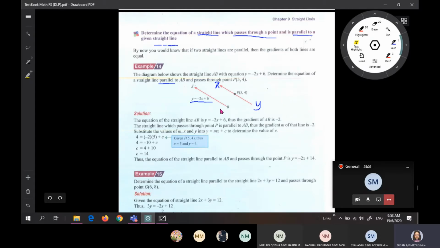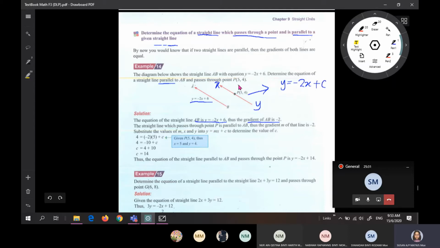So what is the gradient of line AB? Look at this: y equals negative 2x plus 6. That means the gradient of AB is negative 2. Thus the gradient of the new line is also negative 2. We're not sure of the equation of this line, but it still shares the same gradient.